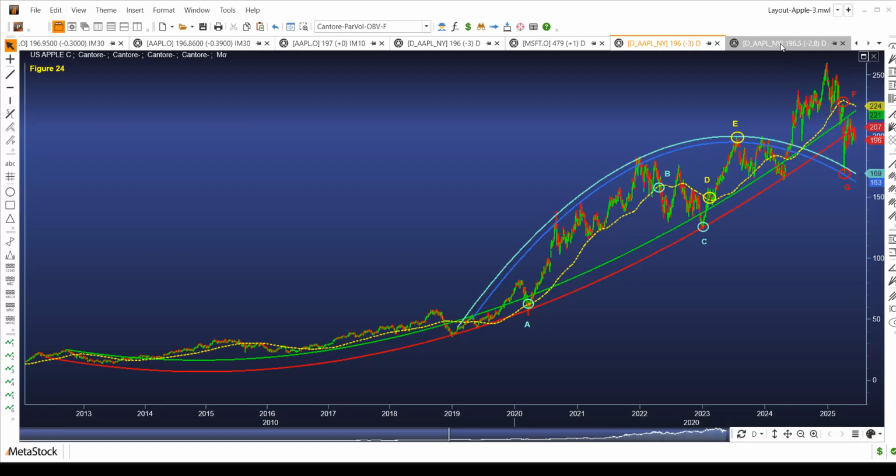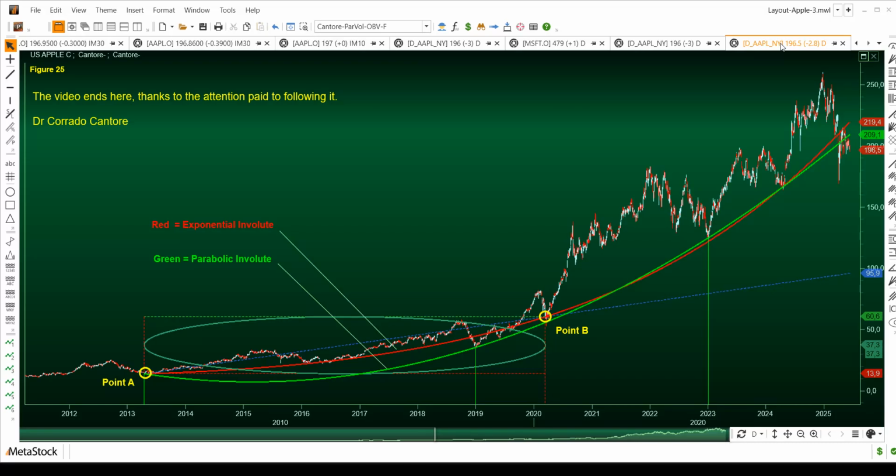Figure 25. In order to encourage the use of nonlinear graphical analysis and graphical algorithmic analysis methods together with MetaStock, I am pleased to offer completely free 2 other add-ons for the tracking of exponential involutes, which are particularly effective in the graphical interpretation of markets with exponential growth or decline. The first add-on, called Cantore Expo Trend, is designed to operate with end-of-day data, while the second Cantore Expo Trend RT add-on is designed to operate with real-time data.